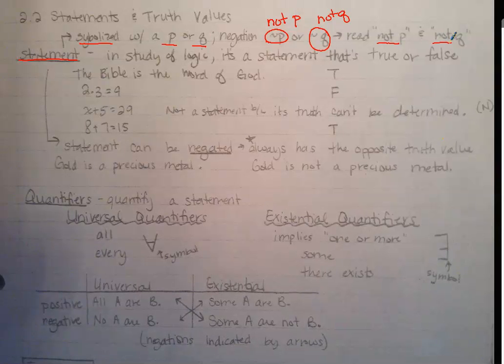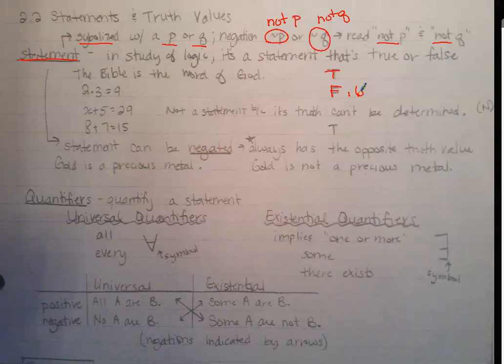So let's look at the statements that they gave us, because again, in the study of logic, a statement is either true or false. The Bible is the word of God. That's true, right? So that's why we have the check over there. How about the next one? 2 times 3 equals 9. It's false. It's 6, so we could even put that it's 6.